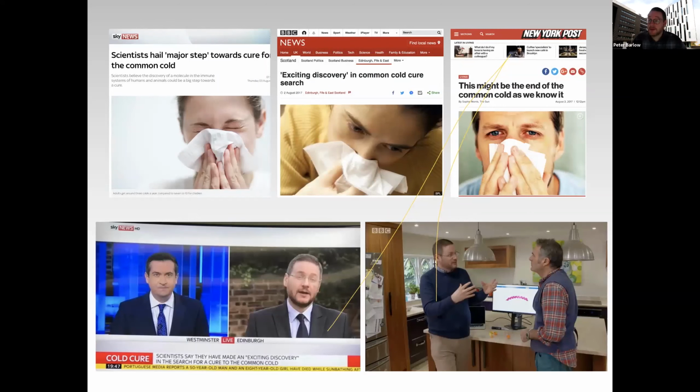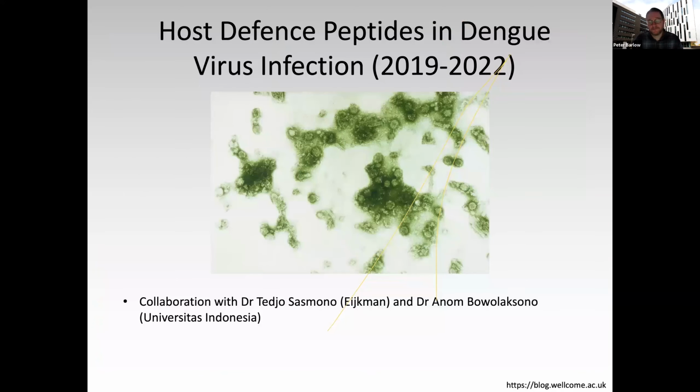We always get a lot of media coverage for the work that we do because people hail it as a cure to the common cold, but that's not our aim. We're not trying to cure the common cold. We're trying to develop antiviral therapeutics for rhinovirus.